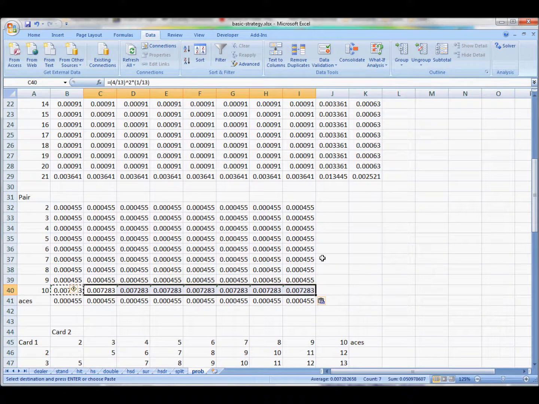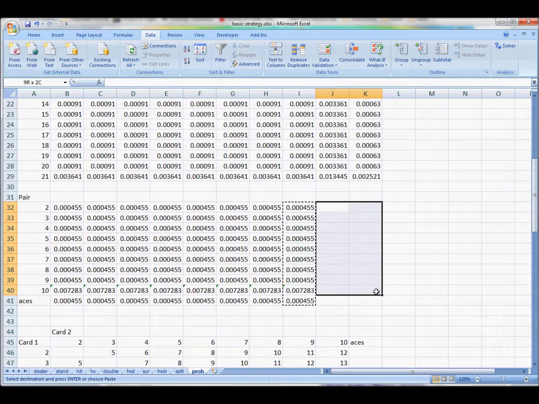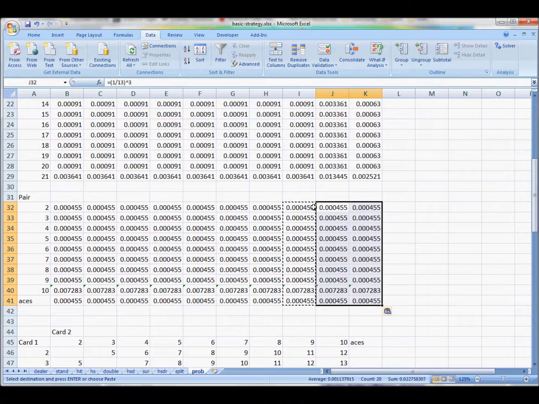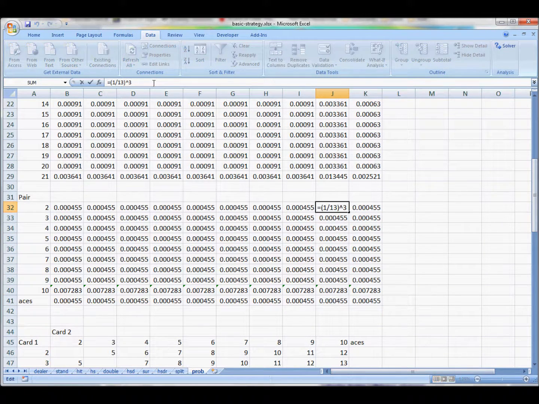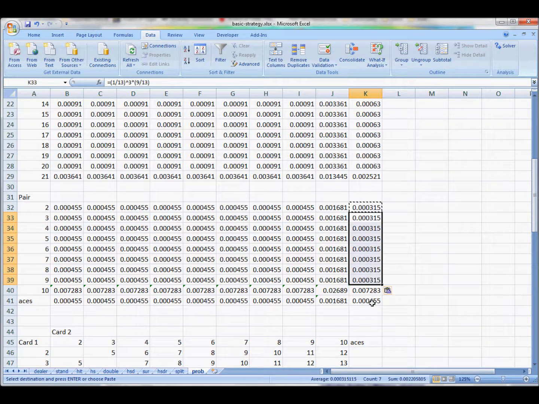Okay, now let's do the same thing but for the dealer 10 up. That's going to be 1/13 squared times 4/13 times 12/13. The probability of a player pair of 10s against a dealer 10 is 4/13 cubed times 12/13. Alright, the probability of a pair of 2s against the dealer ace is 1/13 cubed times 9/13. The probability of a player pair of 10s against the dealer ace is 4/13 squared times 1/13 times 9/13.